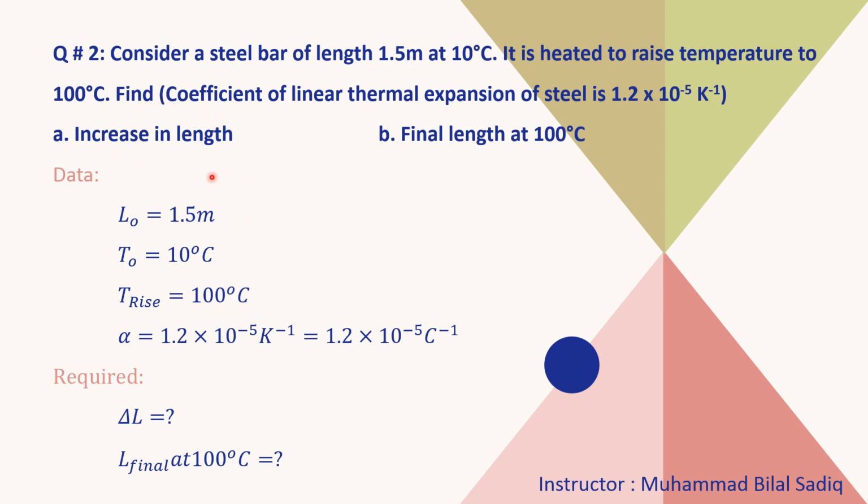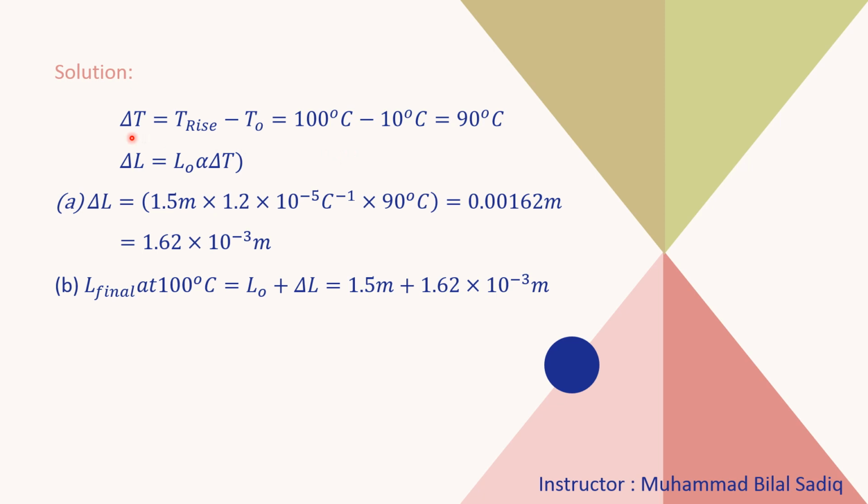Find the increase in length, so you have to calculate the change in length, or delta L, and the final length also has to be calculated. So L final at 100 degrees Celsius, if the coefficient of linear thermal expansion of steel is 1.2 into 10 raised power minus 5 per Kelvin. Okay, so the solution is, first of all we will calculate the value of delta T.